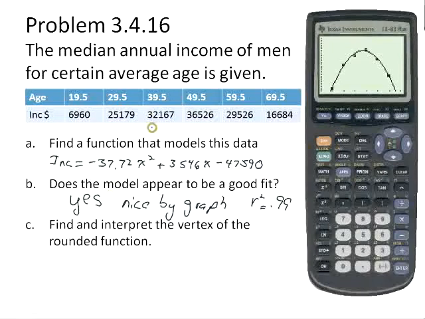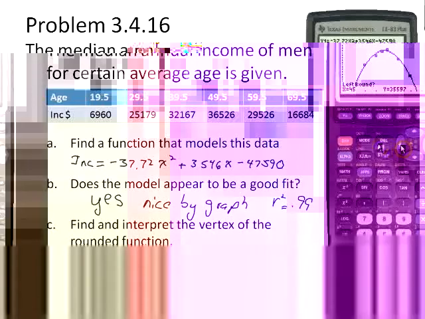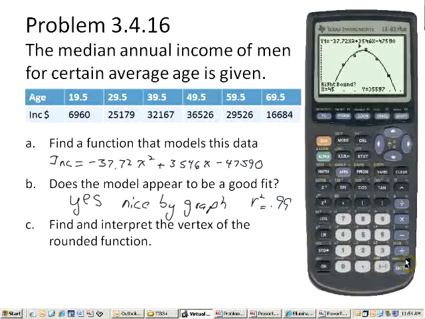It says now find and interpret the vertex of the function. To interpret this vertex, the vertex is the same thing as the maximum value here, so I'm going to go to my calc menu and find the maximum. And here's a left bound. That looks pretty good, so I'm going to hit enter.